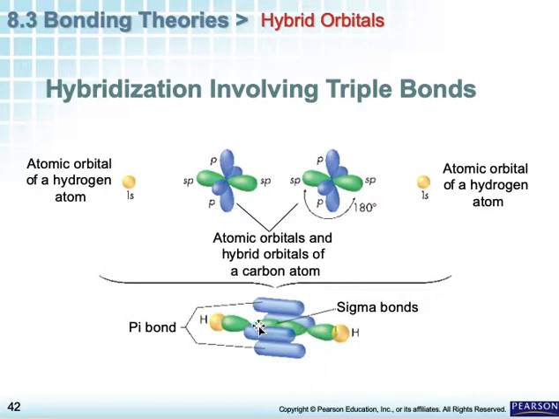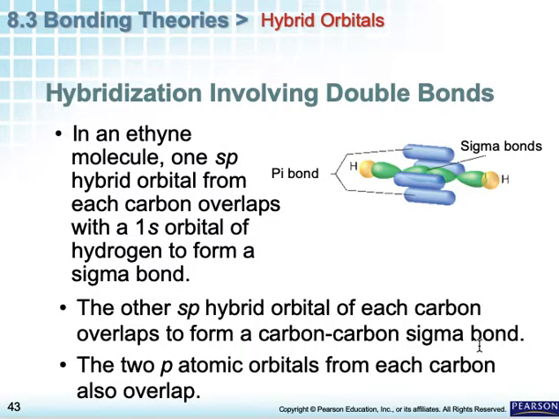There's still a sigma bond between the two carbon atoms. You have to have a sigma bond. And then there's a sigma bond between carbon and hydrogen. So this bond length would be even shorter, and it is not as strong as the sigma bonds. I can break pi bonds relatively easily, and the sigma bond is really hard to break between carbon and carbon, or carbon and hydrogen.